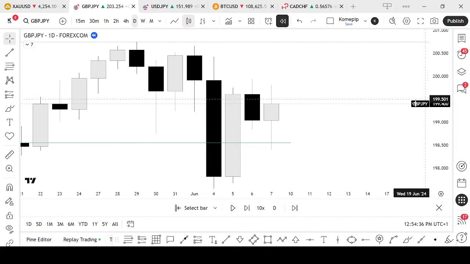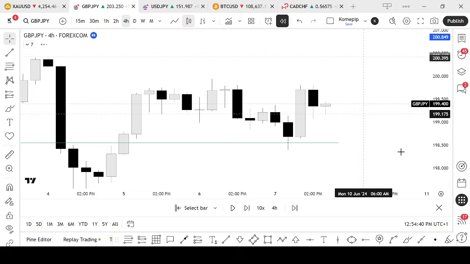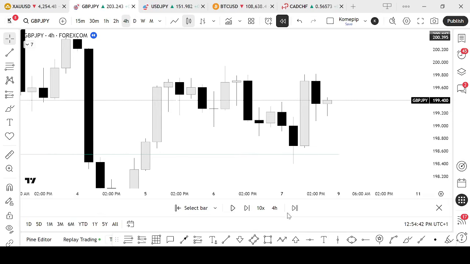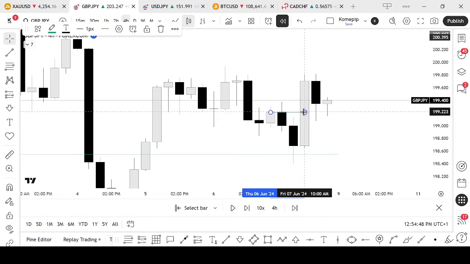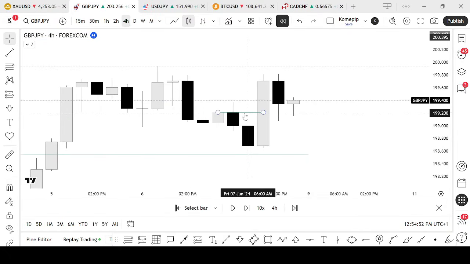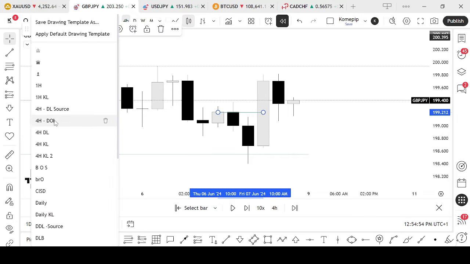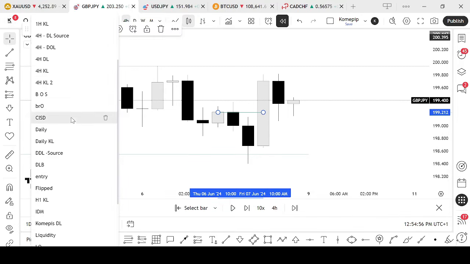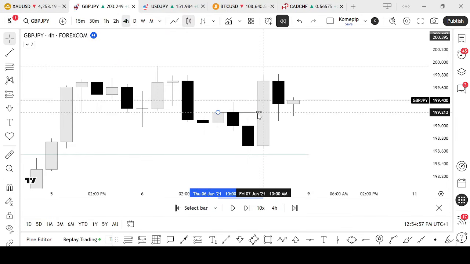All right, so in order to do that, we go to the 4 hour time frame and we check very well. So this was the top and this was the break. So when we are looking for the break, we use the body of the candle, which is the normal ICT CISD. All right, so that's exactly what we have there.